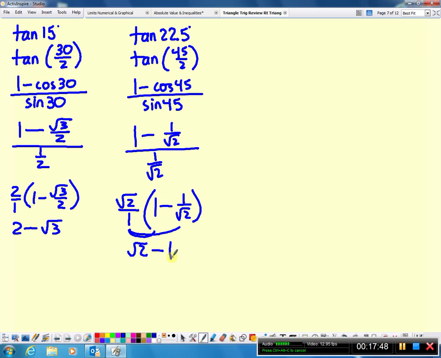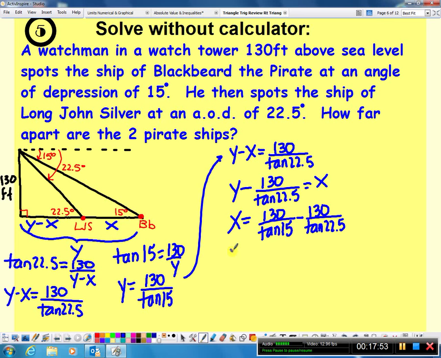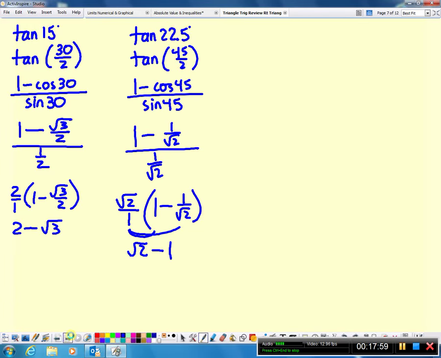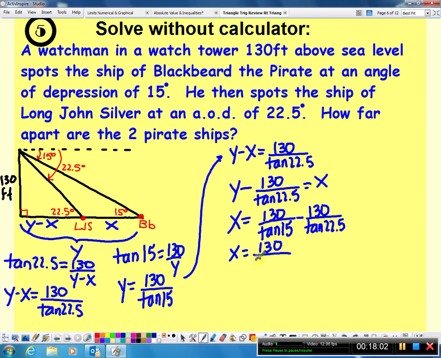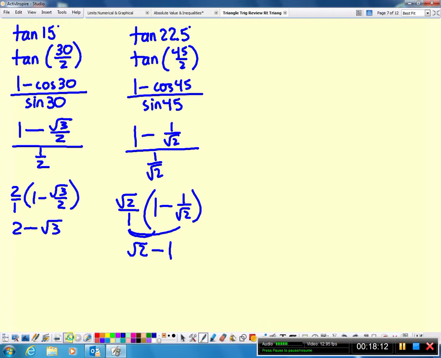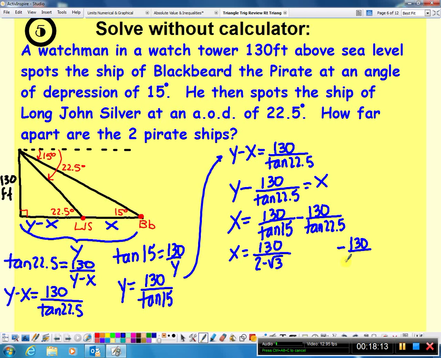I need to say that x equals 130 over, I've already forgotten my value, 2 minus the square root of 3. And then minus 130 over tangent 22.5, which was the square root of 2 minus 1. Now you might say, why is she leaving those crazy spaces? It's because I know that I need to multiply by the conjugate on each of them in order to get them cleaned up. So that's why I'm leaving the spaces, to just pound through the algebra. So let's see where that takes us.